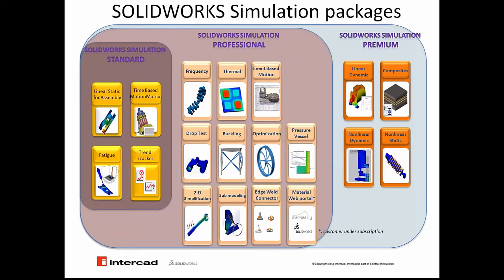All right. Before we go into the case studies, what we would like to highlight is the suites of SolidWorks Simulation, and where we can use the drop test and where we can use linear or nonlinear dynamic. We start with SolidWorks Simulation Standard. We can do linear static on assemblies, components and parts. We can do time-based motion, fatigue studies and trend tracker. The next upgrade expands the application range by considering frequency, thermal, event-based, buckling, optimization, 2D simplification, submodeling, and edge weld collector. All of that stays in the linear and static application. And the only one which considers nonlinearities in terms of material and time integration is drop test.